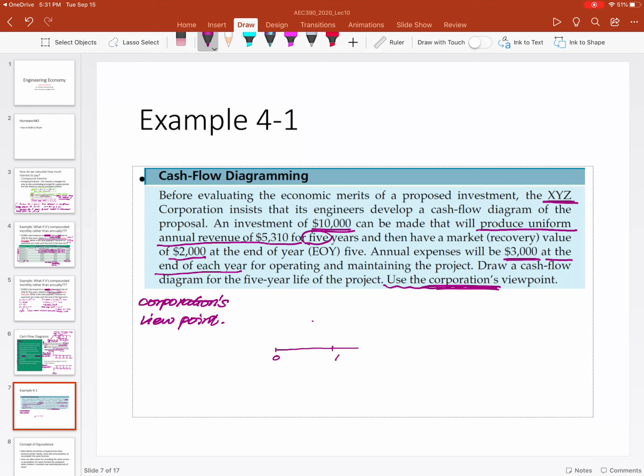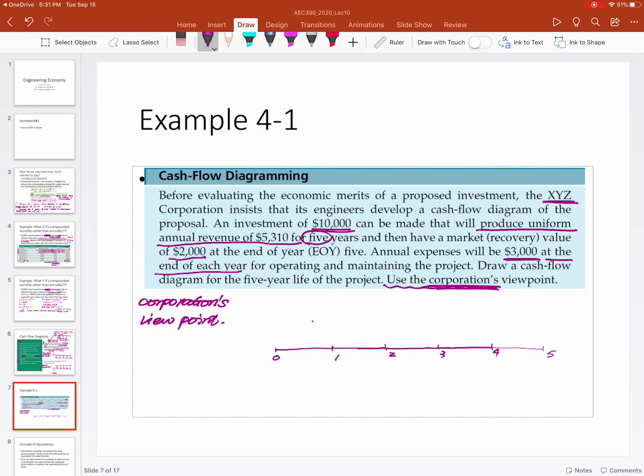Okay, now let's do this. I need the longer time unit. So the beginning of the first year, the end of the first year, the end of the second year, the end of the third year, the end of the fourth year, the end of the fifth year. Okay, that's the timeline. And from the corporation's viewpoint, you invest 10,000 at the beginning.